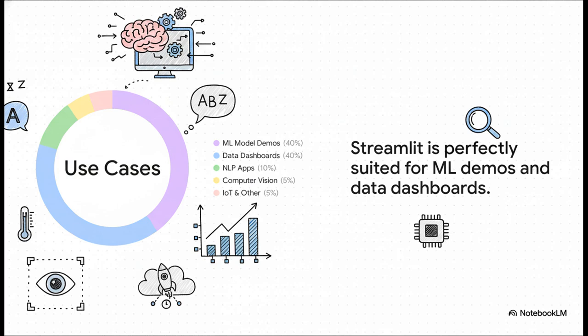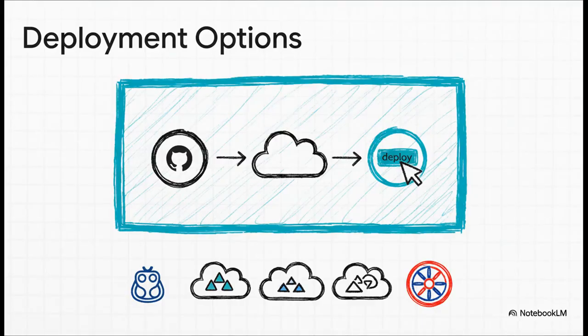Before we get to the how, let's look at what people are building. This chart tells a really clear story. The huge majority of apps you'll see are ML model demos and data dashboards. But people are also building amazing stuff for natural language processing, computer vision, and even dashboards for IoT devices. So when it's time to share your masterpiece, you have a ton of options.